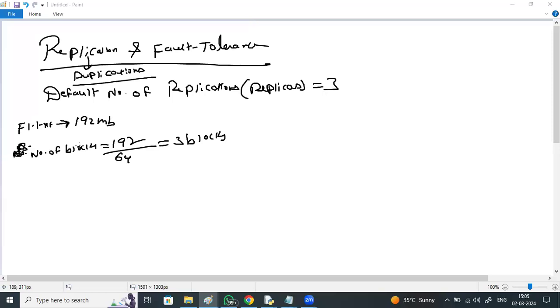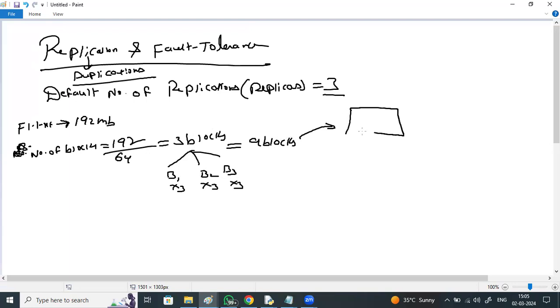Default number of replications is 3. So your file has 3 blocks, B1, B2, B3. B1 is replicated 3 times, B2 replicated 3 times, B3 replicated 3 times. Totally you get 9 blocks. How are these 9 blocks stored across 3 systems? You have 3 systems, 1, 2, 3.